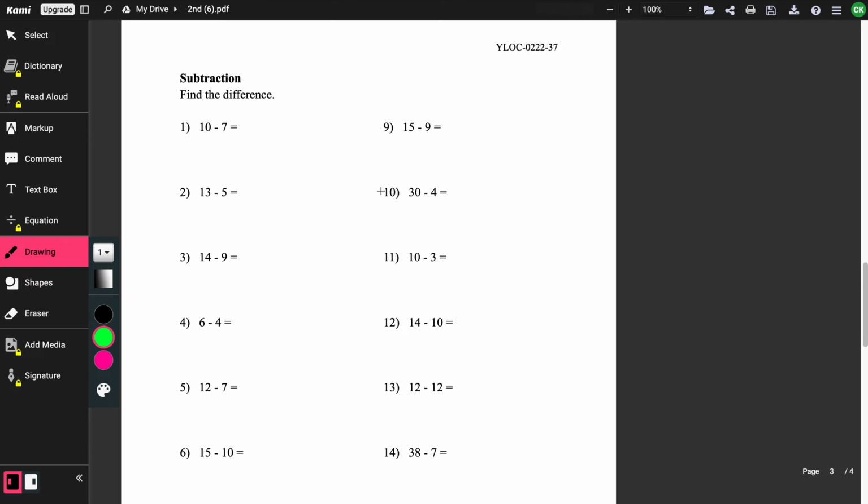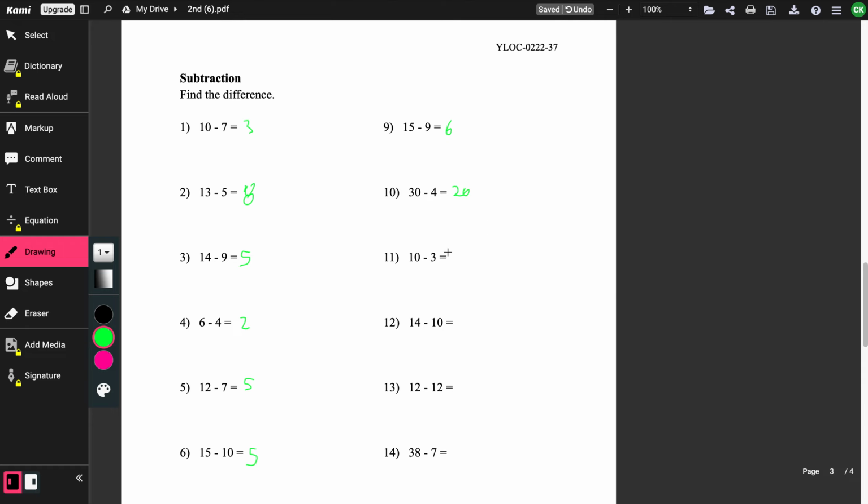We're given all these numbers here, and so what we're going to do is 10 minus 7, which is 3. 13 minus 5, that's 8. 3, 14 minus 9, that's 5. 4, 6 minus 4, that's 2. 5, 12 minus 7, that's 5. 6, 15 minus 10, that's 5. 9, 15 minus 9, that's going to be 6. 10, 30 minus 4, that's going to be 26.